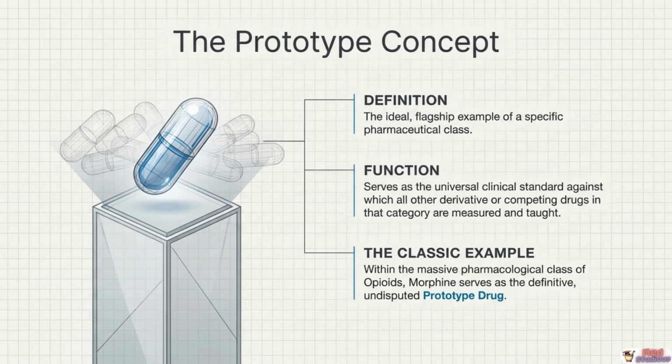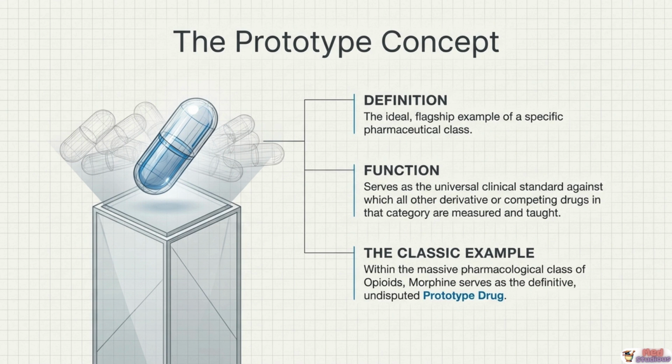With thousands of drugs organized across dozens of pharmacological classes, how does a student or a clinician build a manageable, organized mental framework for learning pharmacology efficiently? The answer is the prototype drug concept, one of the most pedagogically powerful tools in pharmacological education. A prototype drug is defined as the ideal flagship representative of a specific pharmaceutical class. It is the single drug within a category that most completely and clearly exemplifies the class's mechanism of action, therapeutic profile, side effect signature, contraindications, and pharmacokinetic behavior.